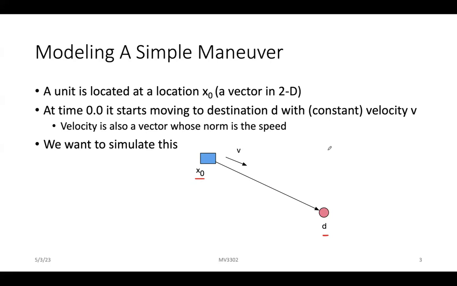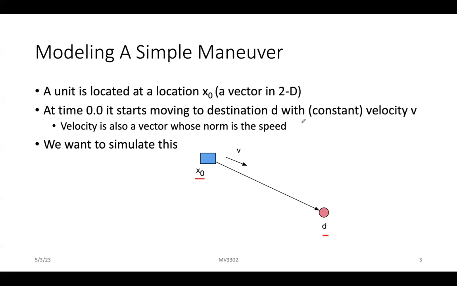Another thing that's going to come up is the difference between velocity and speed. This is a reminder that velocity is a vector and speed is a scalar. The speed is the norm of the velocity vector. So if I say I want to move along this vector at this velocity, the velocity has both magnitude and direction. That's what we want to model.